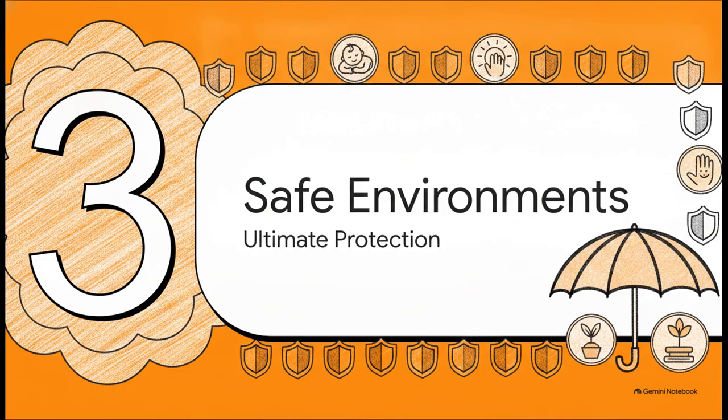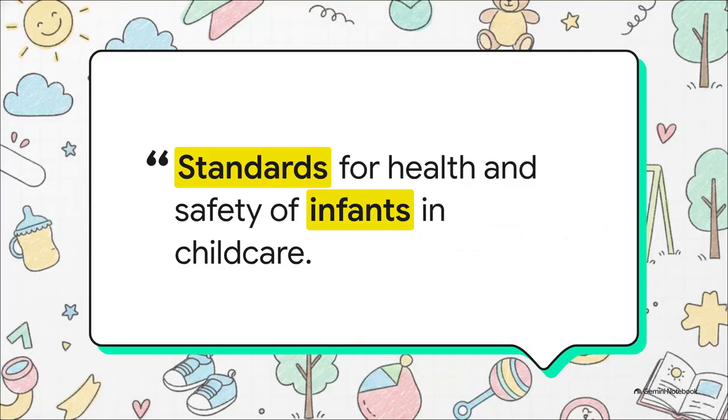All right, let's transition to Module C, Safe Environments, the ultimate protection. This module represents your most serious responsibility as a caregiver. Look, before a child can learn, before they can socialize, they absolutely must be safe and healthy. You'll be studying the absolute gold standards for health and safety, looking at strict guidelines from the Department of Human Resources, NAEYC, and the American Academy of Pediatrics. I really cannot emphasize enough that these are non-negotiable safety benchmarks.